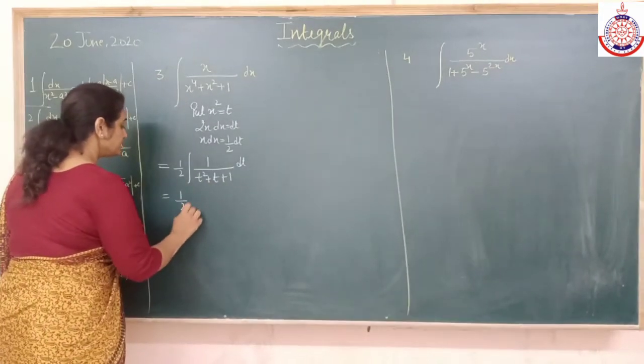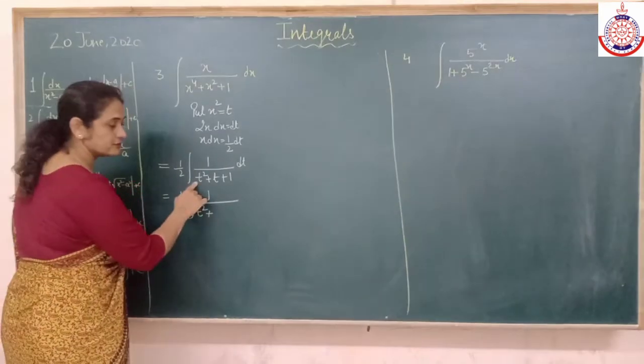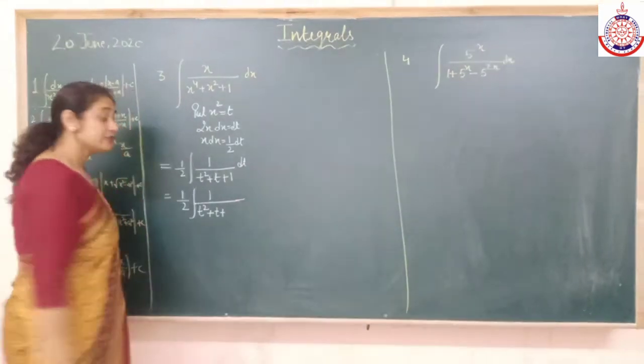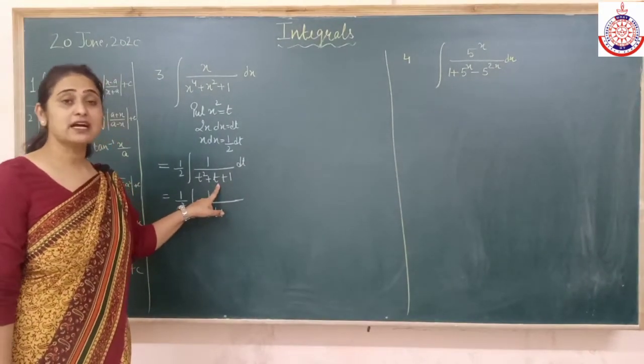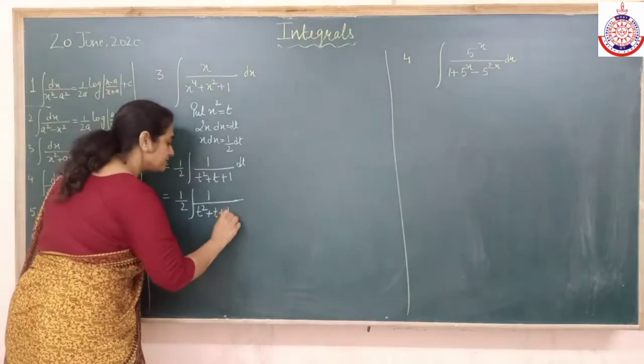What will I do? The coefficient of x square should be 1. That's already 1, no need to do anything. Then what do I do? Take half the coefficient of x, meaning t. The coefficient of t is 1, its half is 1 by 2, and the square of 1 by 2 I add and subtract.